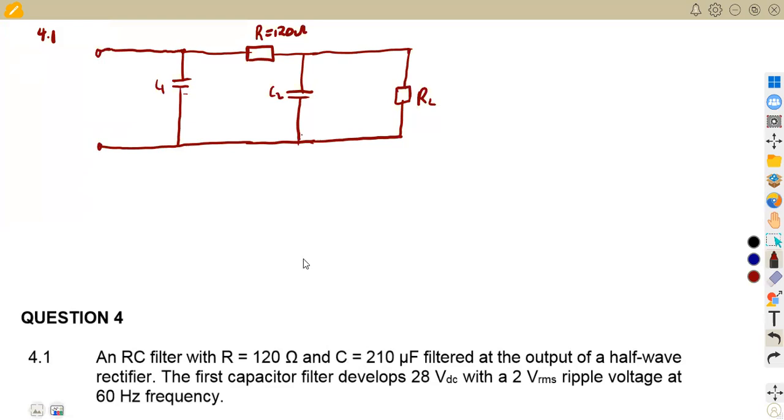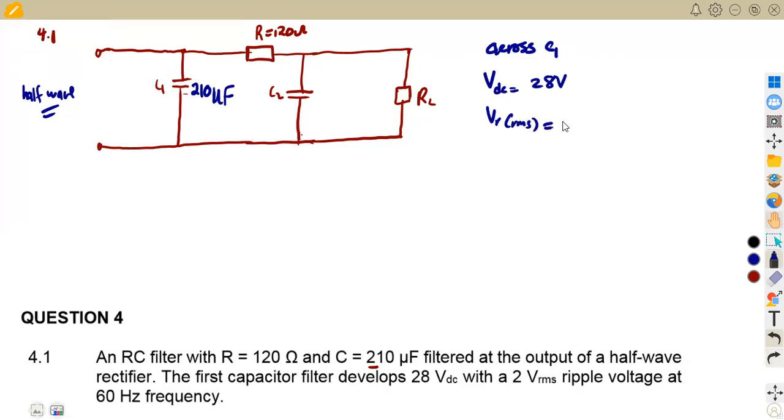Then the capacitor value, filtered at the output of a half wave, meaning from the rectifier output. So here we are talking about a half-wave output. We are given the value of the capacitor C1, from the output of the rectifier, which is our input to the filter in this case. Then the first capacitor develops VDC, meaning across C1, the output voltage there, given as 28 volts, and also VRMS there, our ripple RMS, which is 2 volts, at a frequency of 60 hertz.